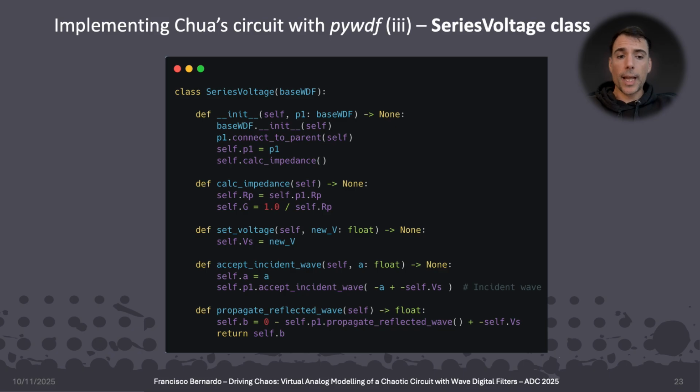Series voltage is the adapter that allows us to inject the voltage impulse while keeping the original element configuration. It has to implement the behavior of an embedded source that sets voltage, but also of a two-port series adapter, which allows that voltage to affect the child and its parent through the incident and reflected parts.